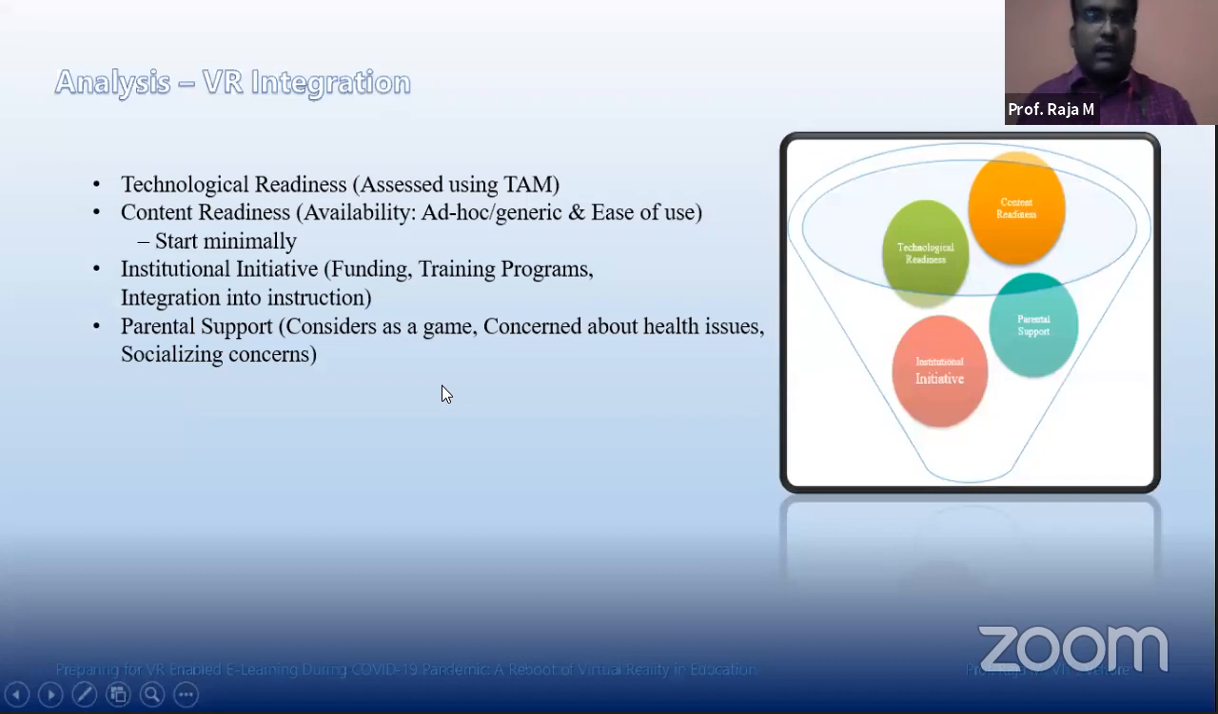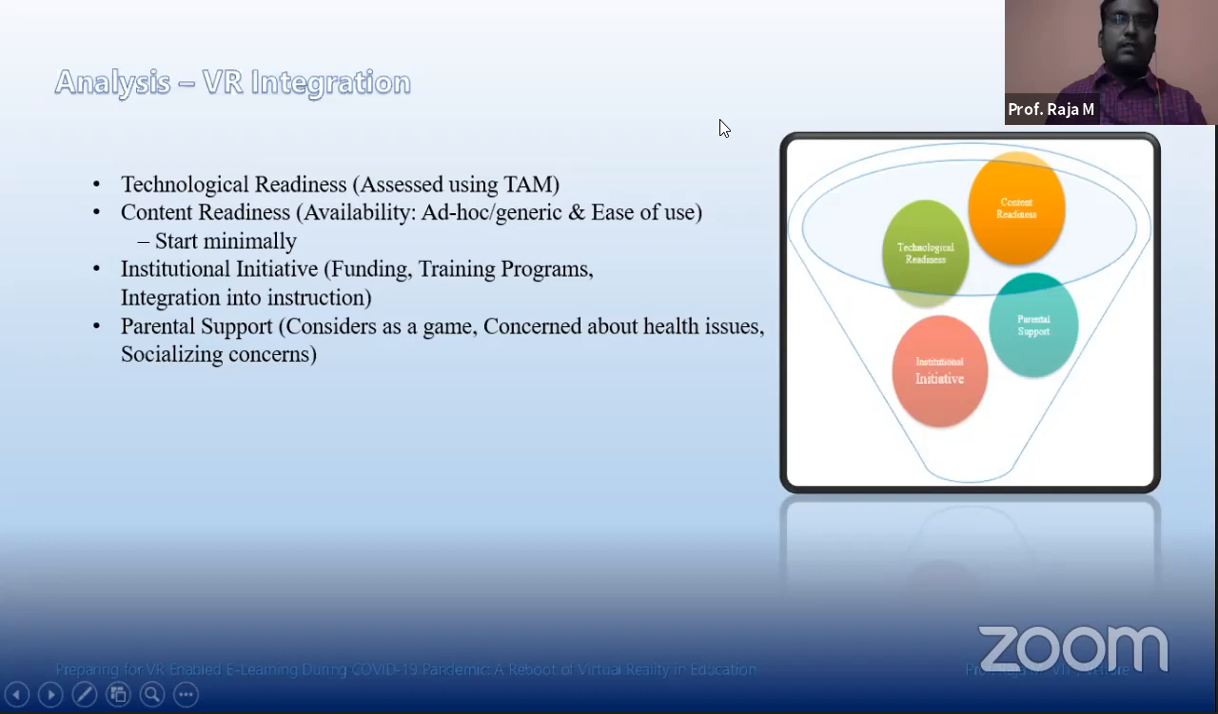So after the analysis, I thought of integrating VR, and I looked at the aspects that are really required to integrate VR into the e-learning architecture. Number one is technological readiness. This can be assessed using TAM, the technology acceptance model. With the TAM, we can check the readiness of the teachers, how ready they are, because it's a big burden for the teachers, even in saying how and what tools are available, in addition to the load that they have.